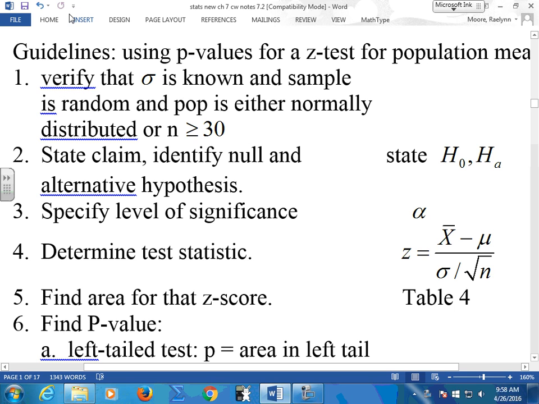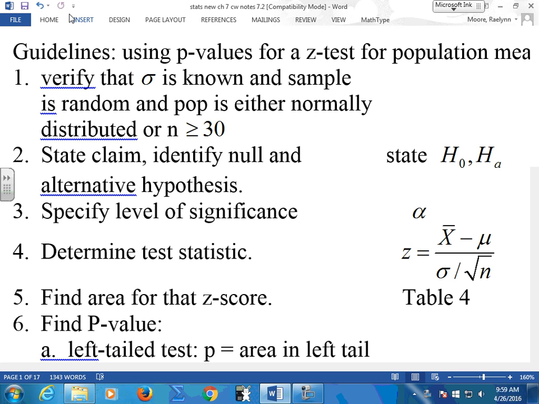Know the population standard deviation. You're going to state the claim. The one with the equal sign is which one? What do you think, Marissa? The one with the equal sign is which one? HO. Good. And graph, we go by which one? HA. Good. Okay, so we're going to state those.